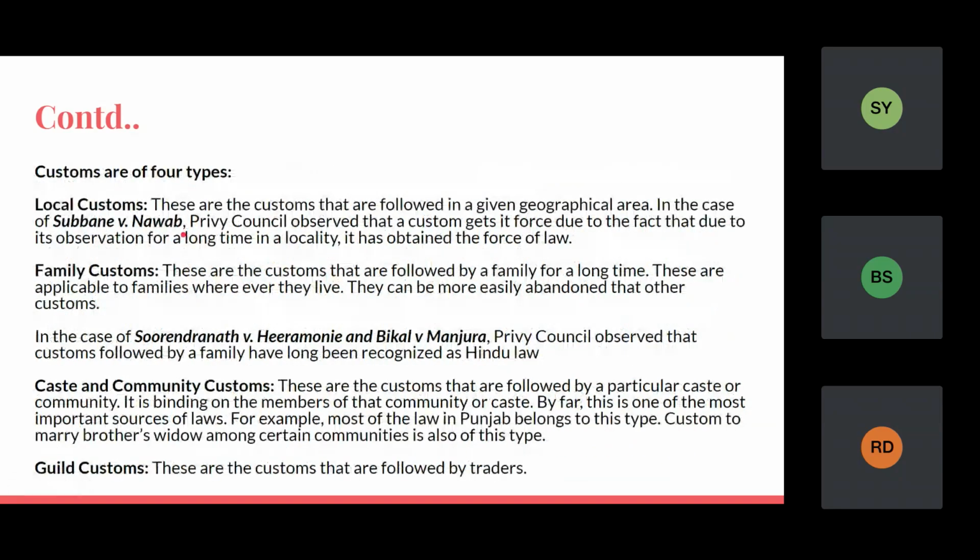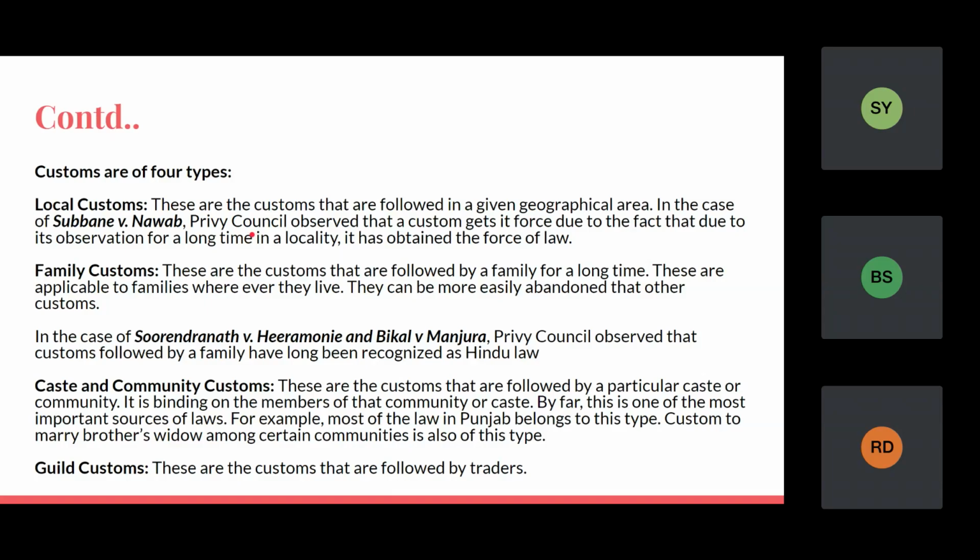So, customs are of four types. Local customs. These are the customs that are followed in a particular area. So, in this particular case, Privy Council. Remember, before the Supreme Court came into picture, when India was under the rule of British, this was the highest court back then. So it was nothing but the Privy Council.